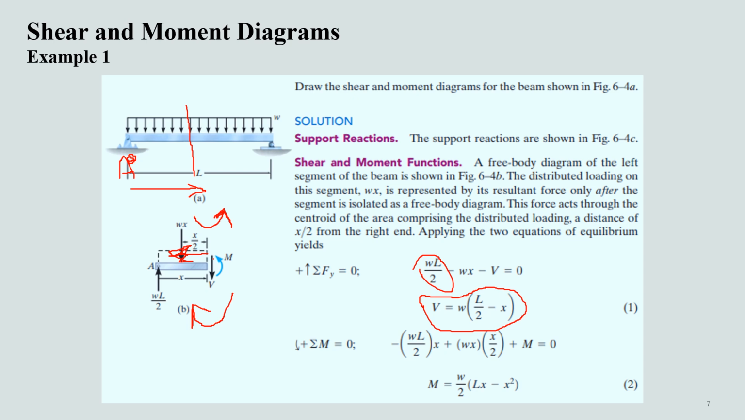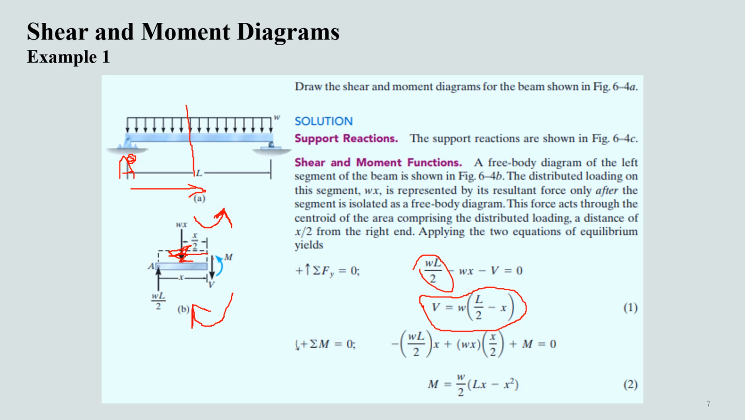So in this case, you have to curl your fingers in the downward direction, and this curling of fingers will show you the direction of rotation, which is anti-clockwise in this case. Thus we have taken this minus WL by 2x plus so on and so forth, the bending moment for the loading, and then again the bending moment or the internal moment of the segment has been taken as positive.